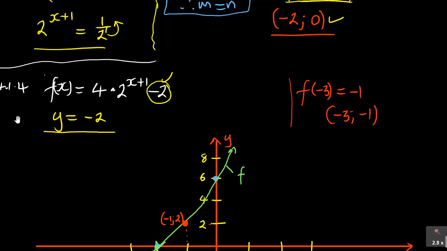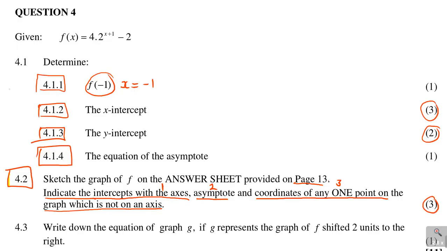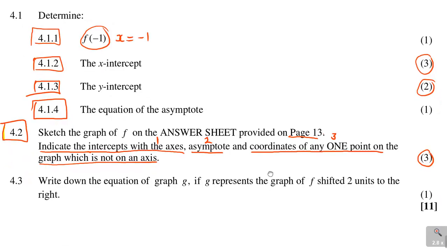You can plot that point again here to say I got a point of -3 and -1. So that particular point will be here. And then you label it as -3 and -1. So any point that you think you're going to use is going to be fine. Alright, so that is how you sketch that graph.